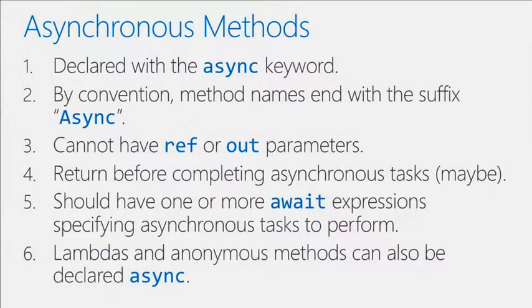Asynchronous methods cannot take ref or out parameters, and they return to the caller before completing their asynchronous operation. And an asynchronous method should have one or more await expressions specifying asynchronous tasks to perform. And if you don't, the compiler will warn you. It's not an error, but the compiler will warn you, because if you don't have an await expression, which is where the asynchronous operation gets kicked off, there's really no point in having an asynchronous method. And you can also make lambdas and anonymous methods asynchronous.